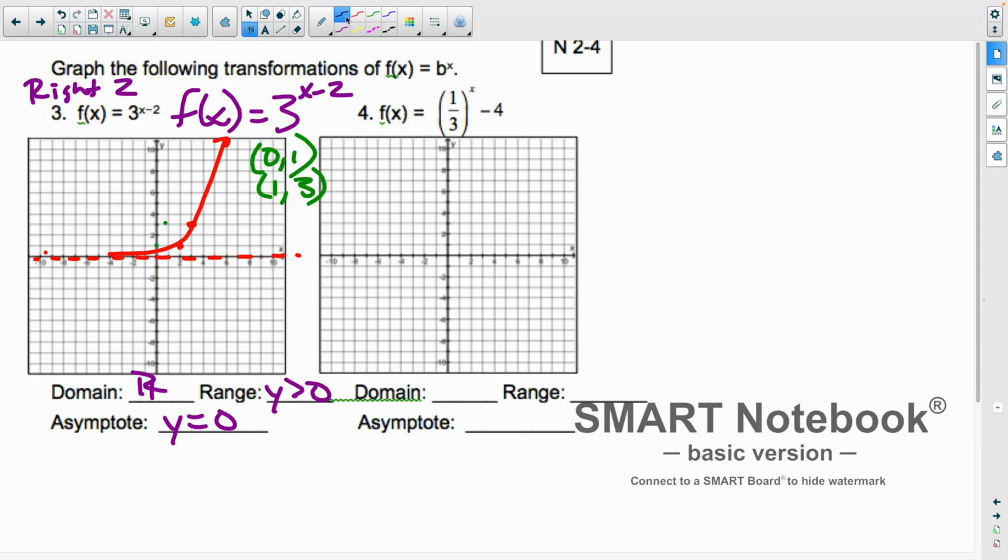Between 0 and 1. Okay, it's somewhere between 0 and 1. It's a fraction. I can see it right there, correct? Normally my asymptote's been 0, 1, right? But we moved it in this case.